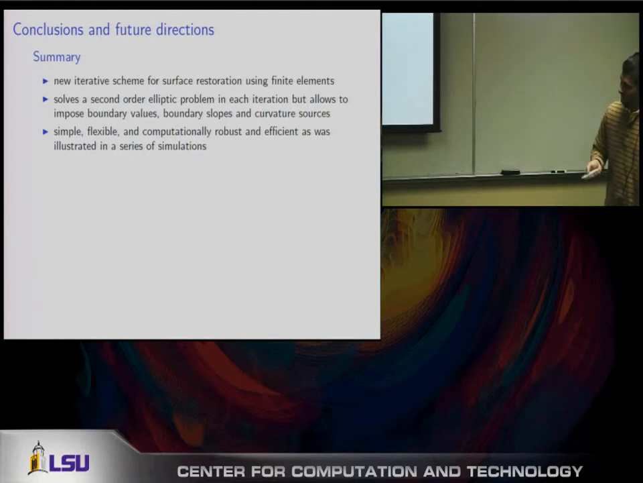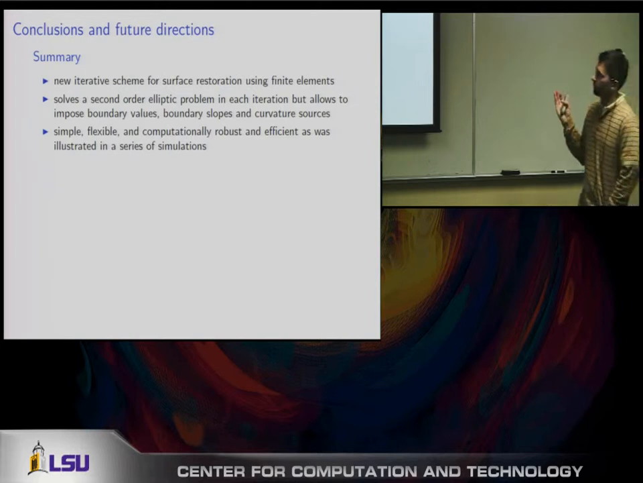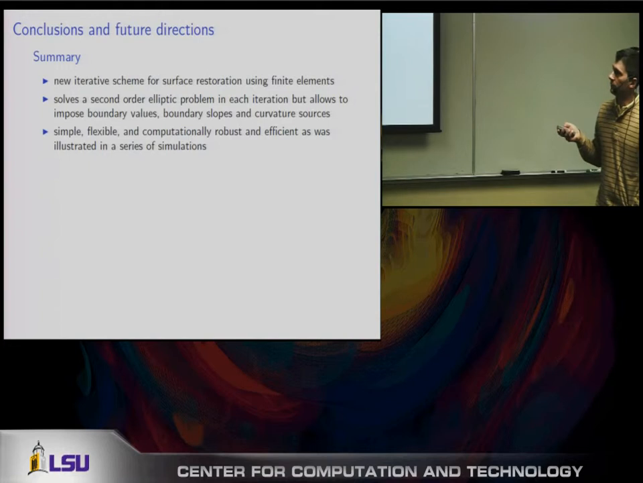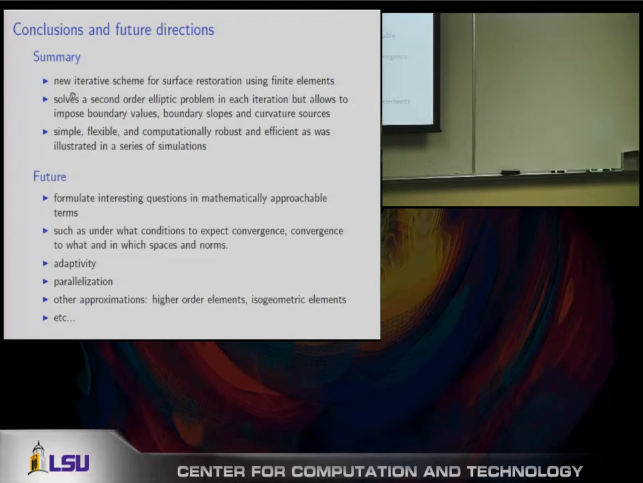So a summary for the second part, let's say. I presented a new iterative scheme for surface restoration. The benefit of this scheme would be simplicity, and being computationally robust and efficient. The reason for this is in each iteration, I am solving an elliptic second order problem instead of the usual fourth order problem that you would do for these restorations. This is very new. This started maybe 2 months ago. So there are a lot of things that can be done with this in the future.